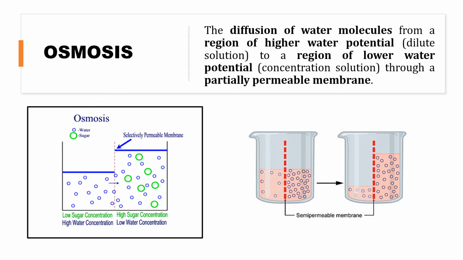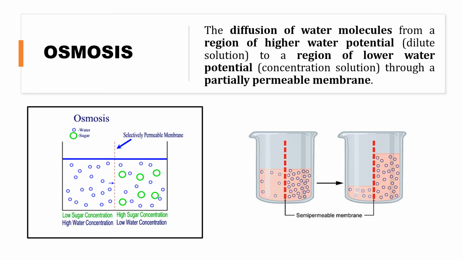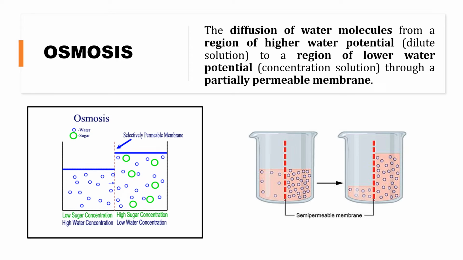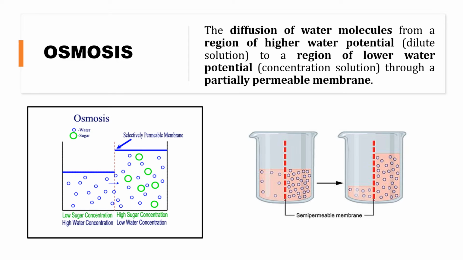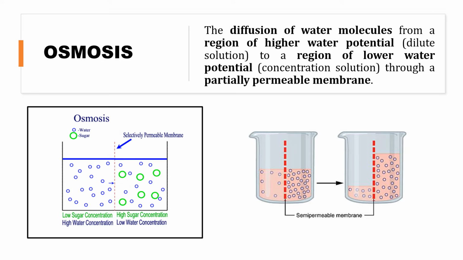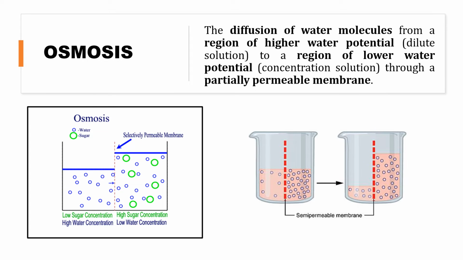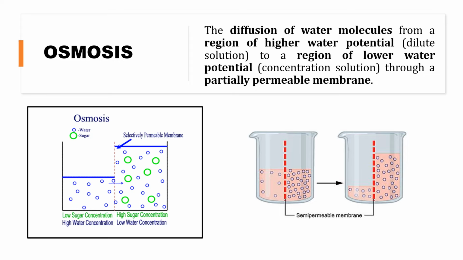In both the figures, we can see concentrated and dilute solution, which are separated by a semi-permeable membrane. Examples of semi-permeable membrane include visking tubing and cell membrane. The water molecules are smaller than the sugar molecules, hence only they can pass through the semi-permeable membrane. Thus, osmosis occurs.